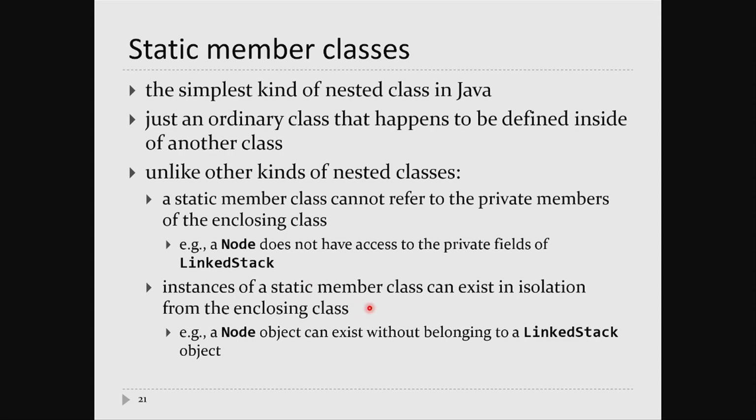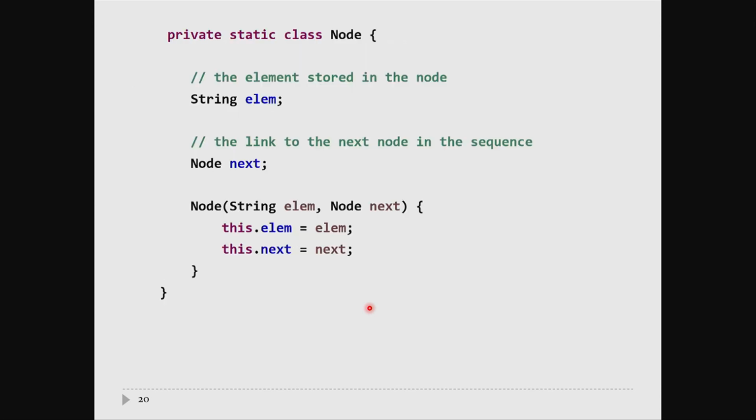Instances of a static member class can exist in isolation from the enclosing class. All that means is you can have a node object without having a linked stack object. If this class was public, somebody could actually make a node without ever having to make a linked stack object. So in other words, nodes can exist in isolation of stacks.